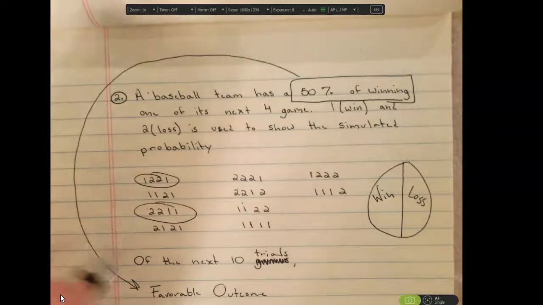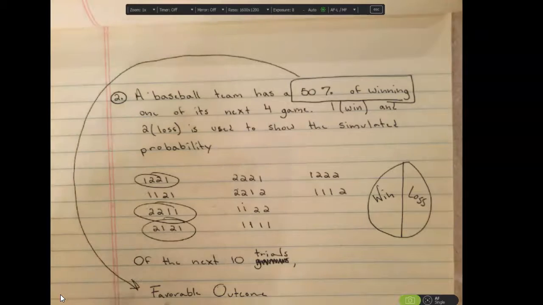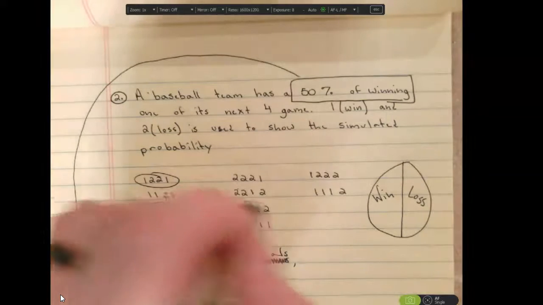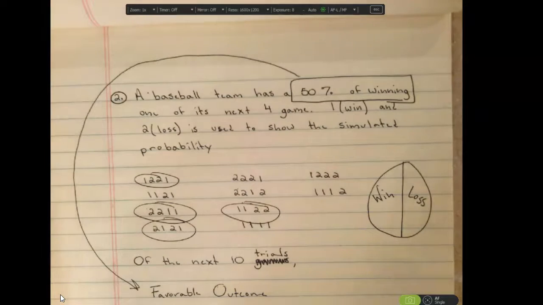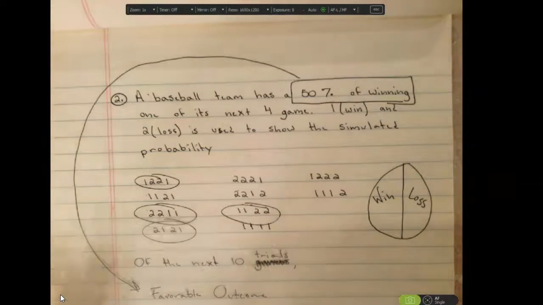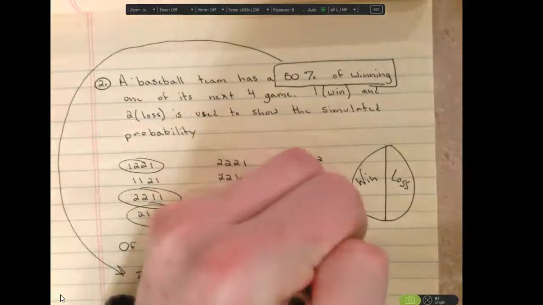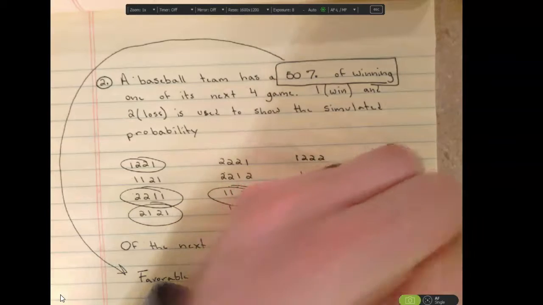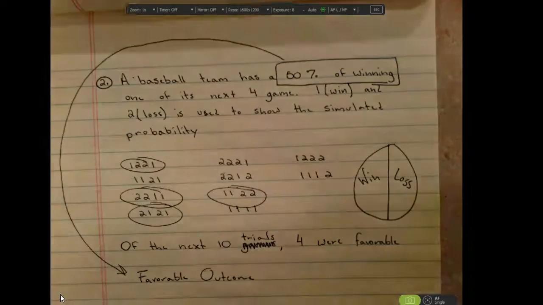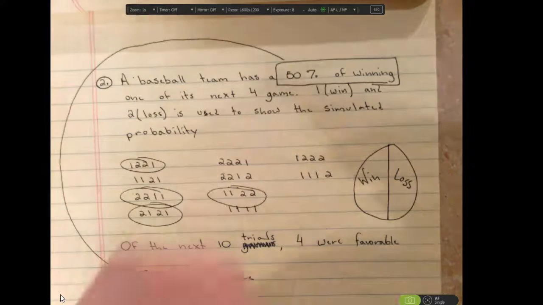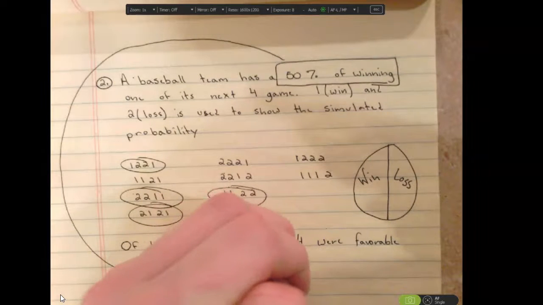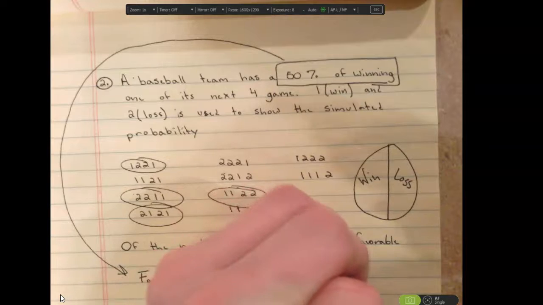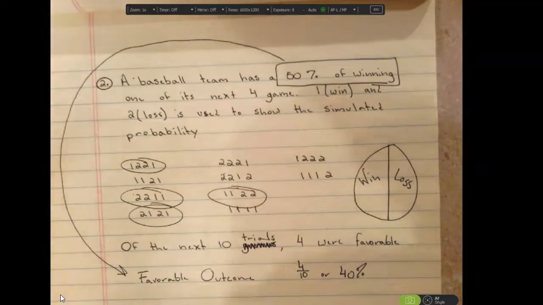So I'm going to go through here. I'm going to find all of them that I see a 1 come up 2 times. There we have a 1 twice. And we also have a 1 twice right here. So of the 10 trials, 4 were favorable. And we could then represent that with a fraction or even a percent. 4 tenths or 40% then. So guys, this is what we're looking at today.